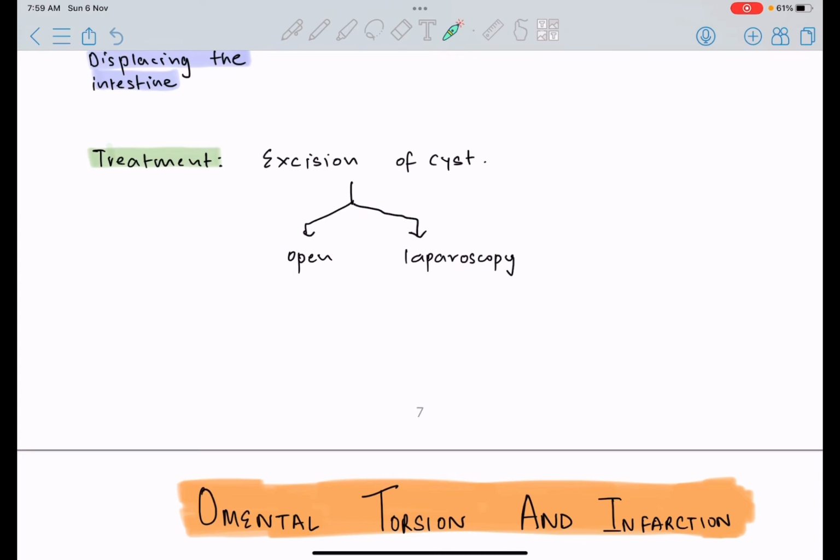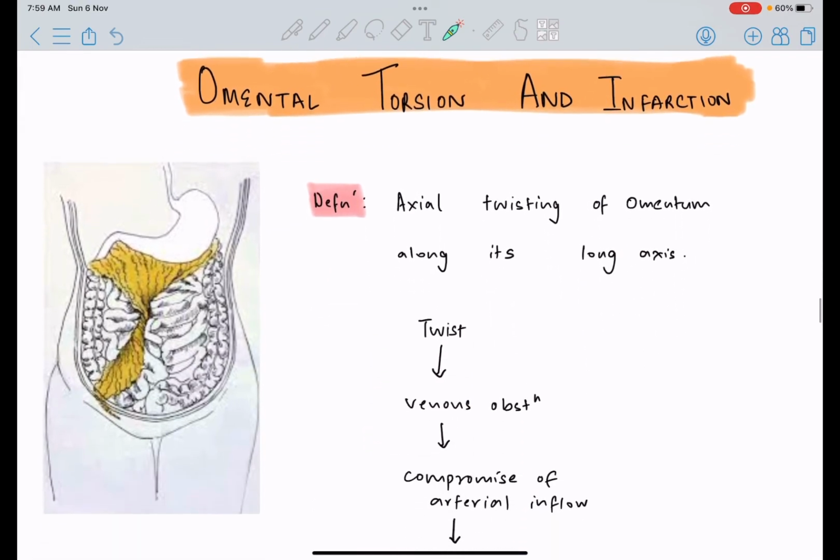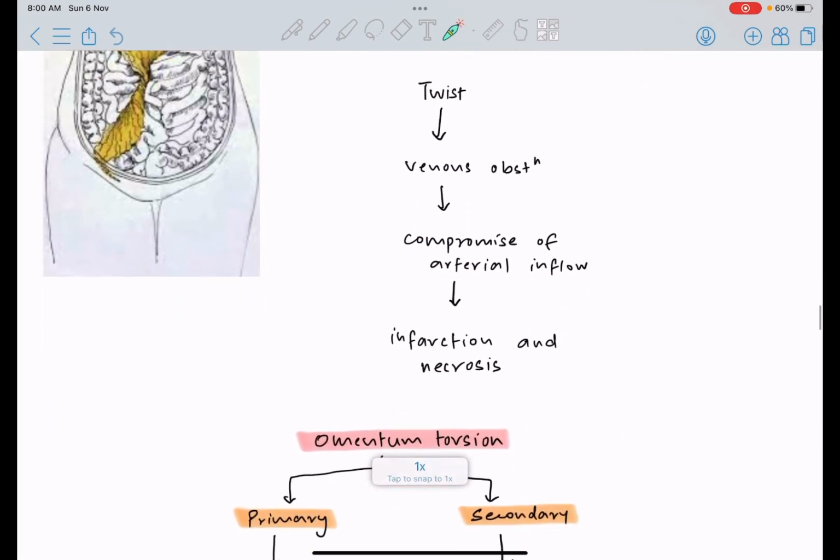After being done with omental cyst, we move on to omental torsion and infarction. Omental torsion and infarction is defined as an axial twisting of omentum along its long axis. So what happens is the omentum twists, it leads to venous obstruction and ultimately gives rise to compromise of arterial inflow. If arterial inflow is compromised, then it leads to infarction and necrosis.